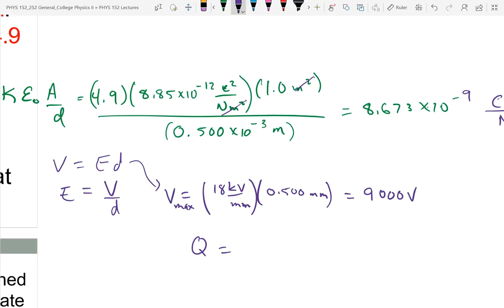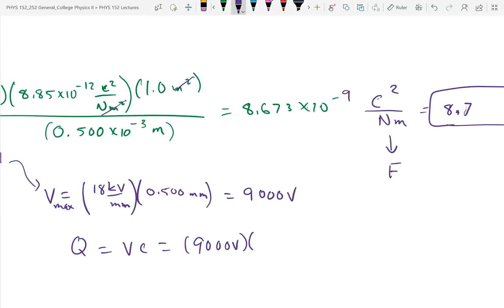Well, so 9,000 times 8.7, 9 times 9 is 81. So let's just go with 8 times 10 to the 9, 8765. So it's probably not exactly that, but it's going to round to 8. And so we can now find how much charge I can put on this capacitor before it's going to arc.